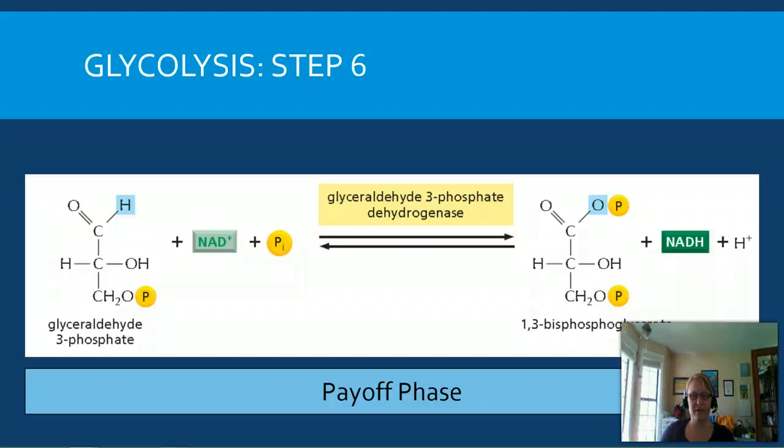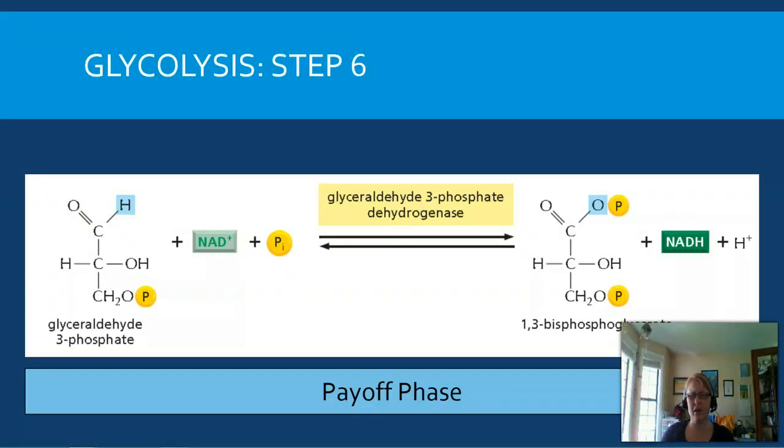In step 6, we transition into the energy harvesting phase. Up until this point, we've only been putting items in. At this point, we're going to start being able to take out our NADHs, our ATPs. We're going to start seeing the energy and the efforts that we put into it here. The goal at the end of our process is to obtain 4 ATPs and 2 NADHs in this payoff phase, and that will leave us with the net gain of 2 ATPs and the NADH.